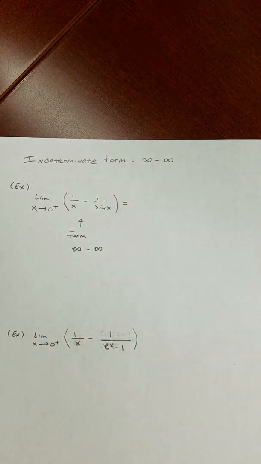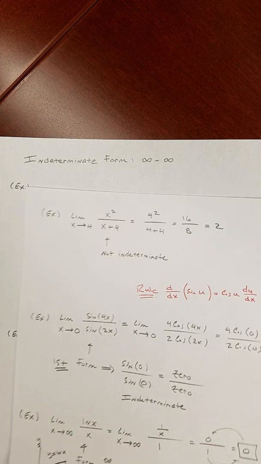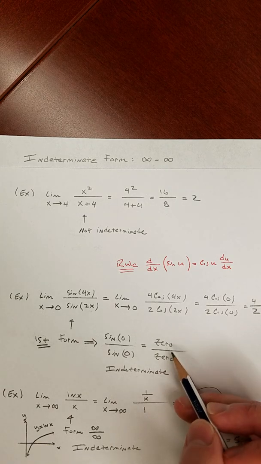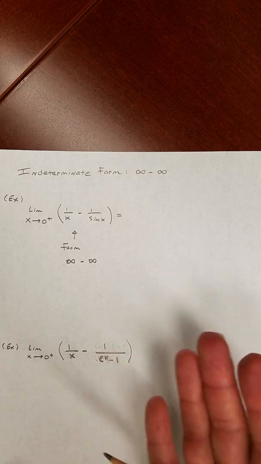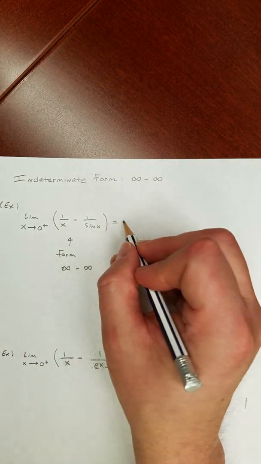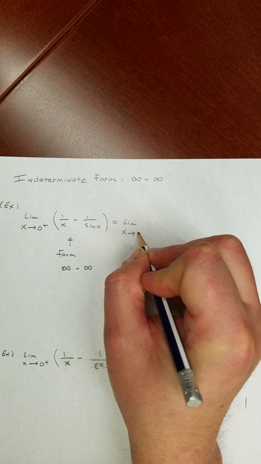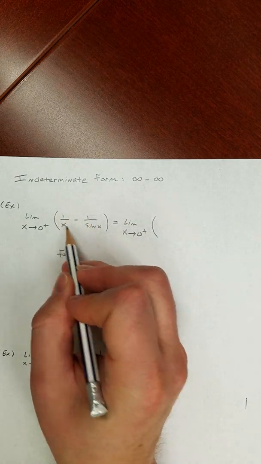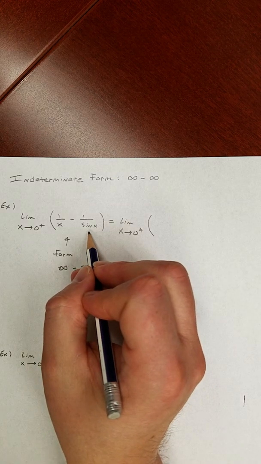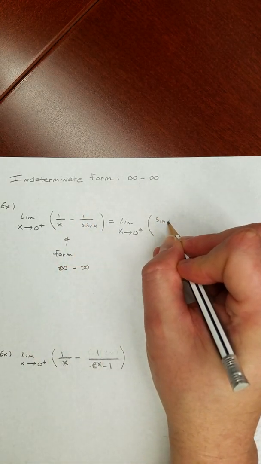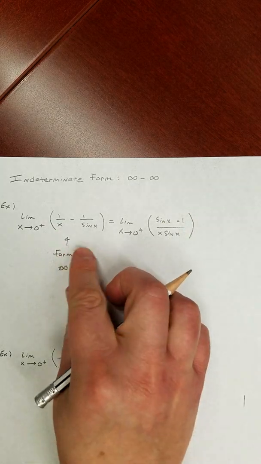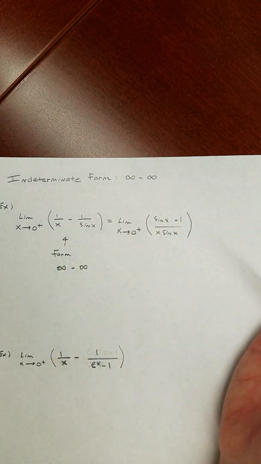Now I need to turn this into a problem just like the ones we learned, where it's some fraction that's either 0 over 0 or infinity over infinity, and then use L'Hopital's rule as we've already learned it. The way that I can do that is just to subtract these. Limit x goes to 0 from the right. We could get a common denominator and subtract these. The common denominator would be sine x, or sorry, it would be x times sine x. If we combine these, it'll be sine x minus 1 over x sine x. Okay, so now I turn this into that just by subtracting the fractions.